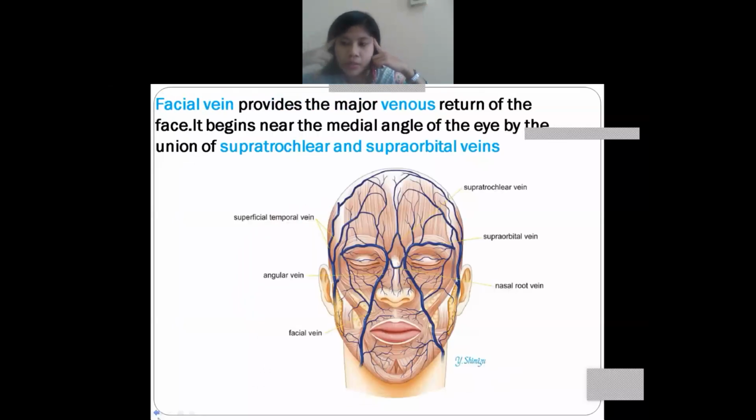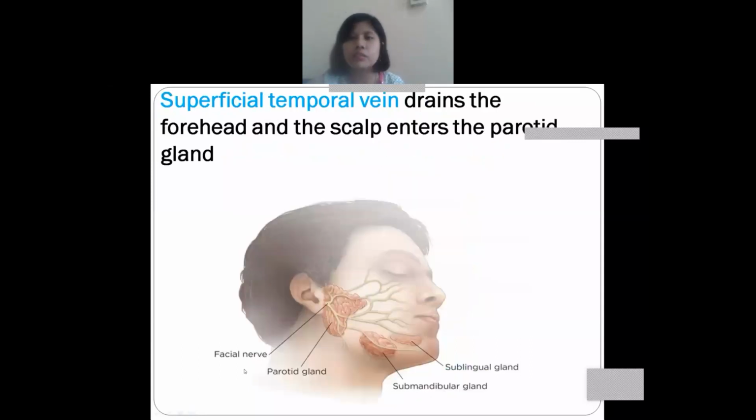Next is the superficial temporal vein. The superficial temporal vein is here, in the temporal area. This is the temporal, right? So the superficial temporal veins lie here. They drain the forehead and the scalp and enter the parotid gland.